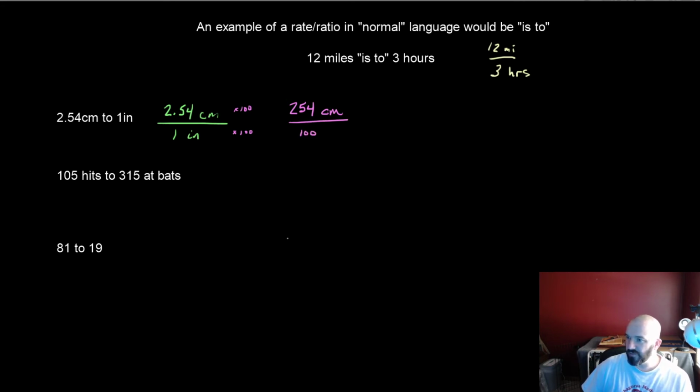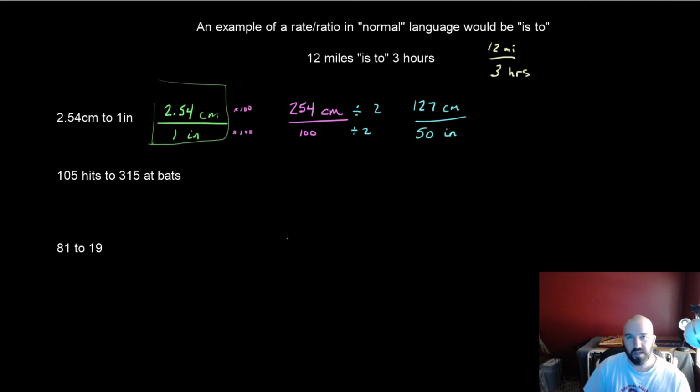From here, we can divide by 2. The question is, couldn't you just multiply both top and bottom by 50? Sure, if you knew it was going to work. I didn't know it was going to work, so I'm just going to go this route. I'm going to divide by 2 top and bottom. This is going to reduce it down. Half of 254 is 127. Half of 100 is 50, so it's 127 centimeters per 50 inches. Now 50 is only made up of 5s and 2s. 127 cannot be divided by 5 or 2. So this is reduced, technically. In practice, this is the quote-unquote reduced fraction. It's just the easiest conversion.